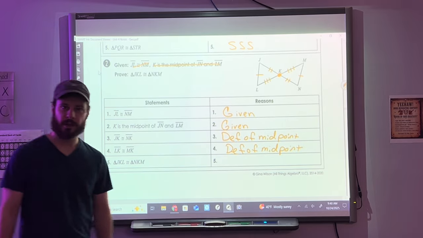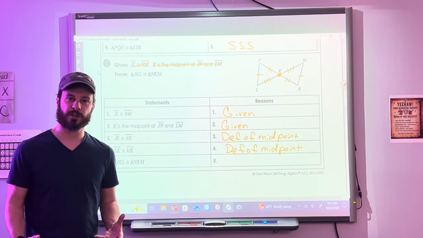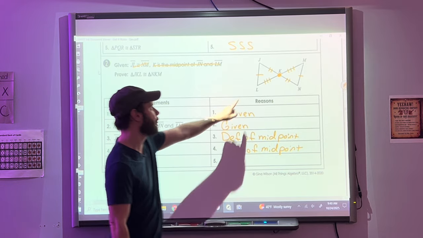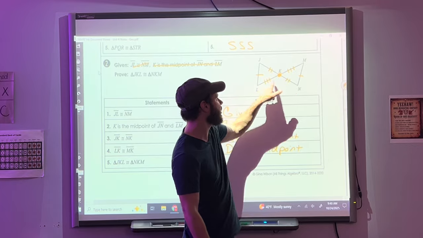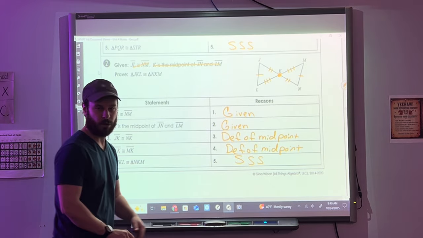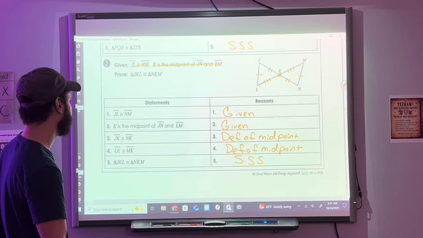The final prove line says the triangles are congruent to each other. How can you say that? How can you demonstrate that? Well, you've proven that all three sides match each other. Side, side, side. All three sides match.